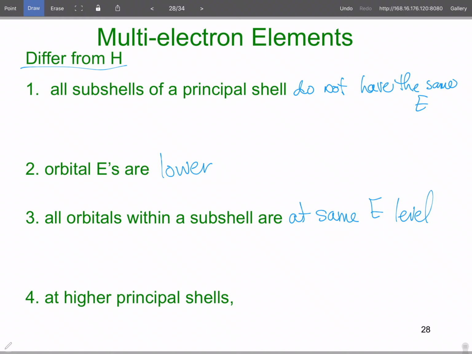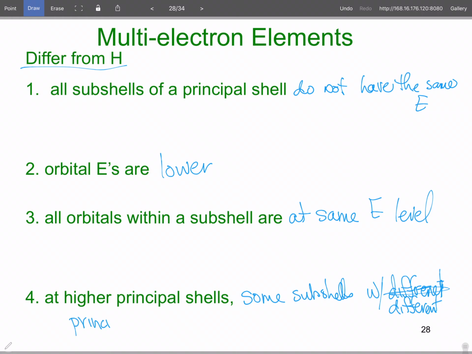Higher principal shells, some subshells with different principal numbers have similar energies. Okay, so some subshells with differing principal numbers will have similar energies as they go through.